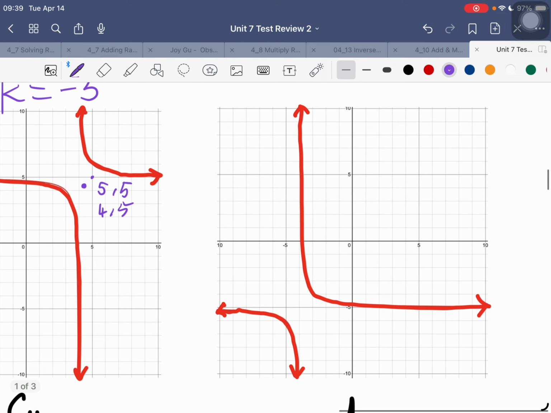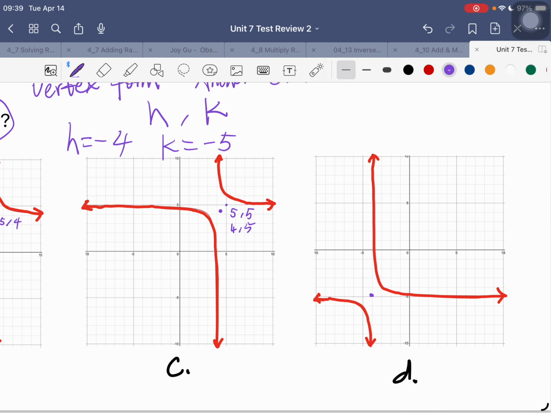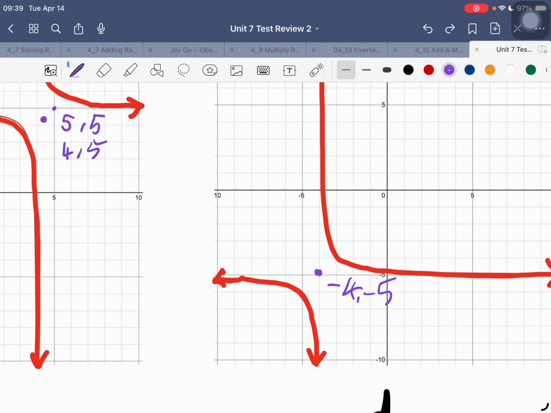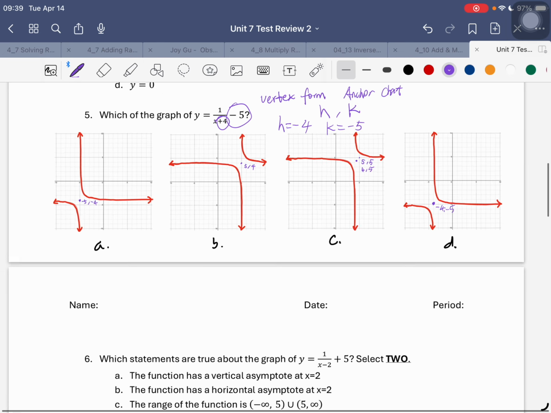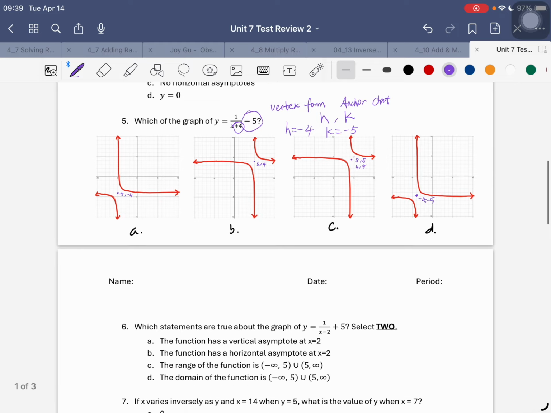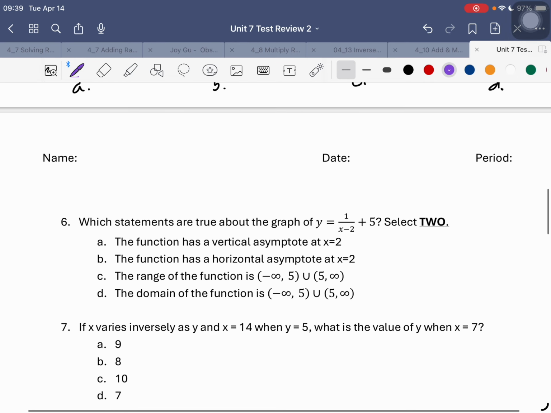Last one, it should be, oh, here, -4, -5. Oh, this was correct because my HK is -4, -5. It's where the middle of the two graphs doesn't touch. All right, this is correct. Now let's look at number 6. For number 6, you still need to look at the anchor chart, the rational function anchor chart in the front.